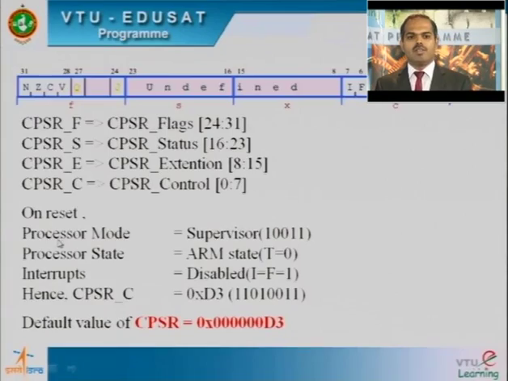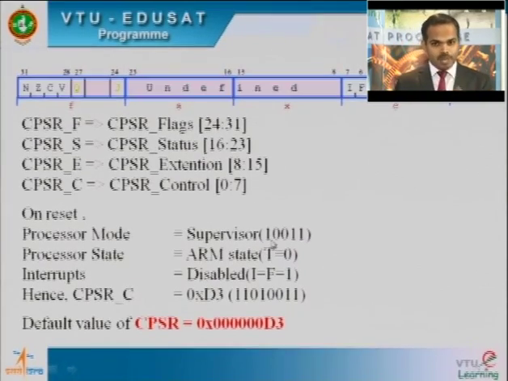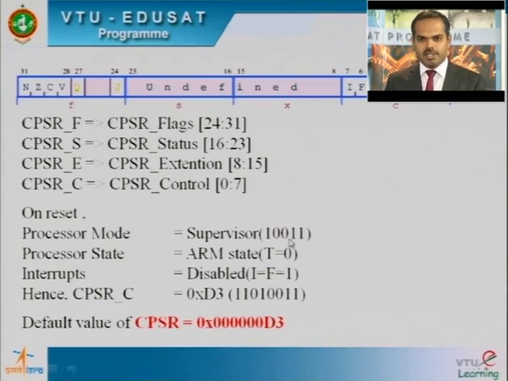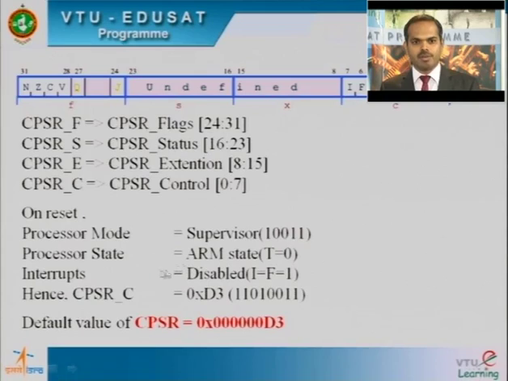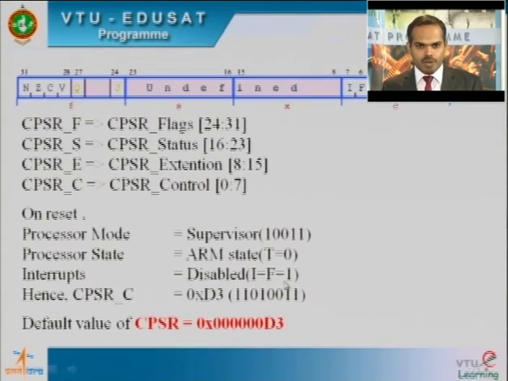Now on reset, this is the information that we should know. On reset, the processor mode by default is supervisor mode, and supervisor mode has these bit values, that is 10011. Processor state on reset by default is ARM state, that means the T flag will be 0. On reset, interrupts will be disabled, that is the I and F flags are equal to 1.